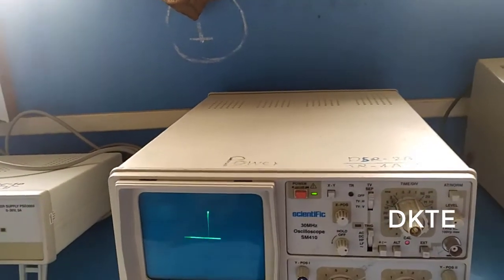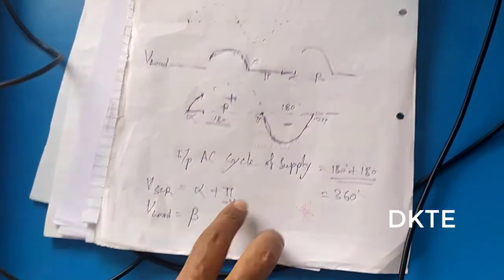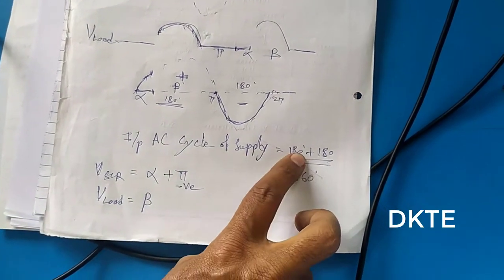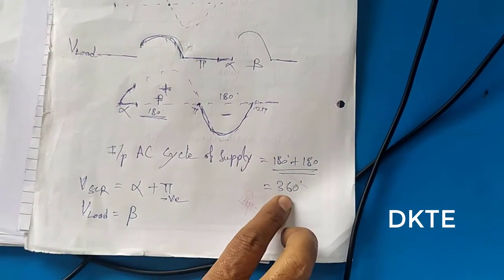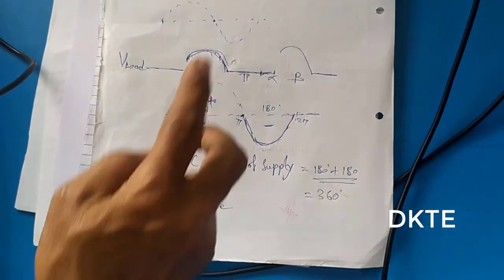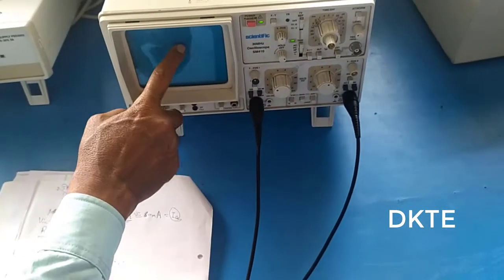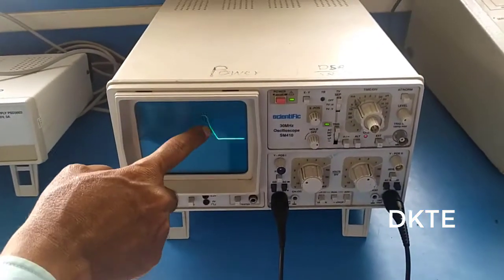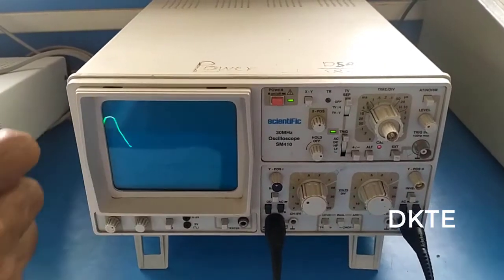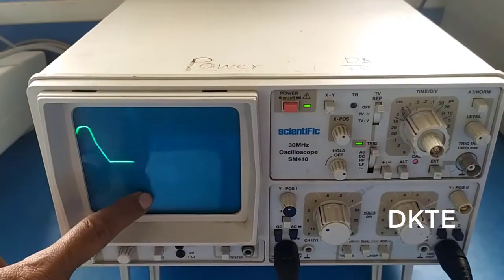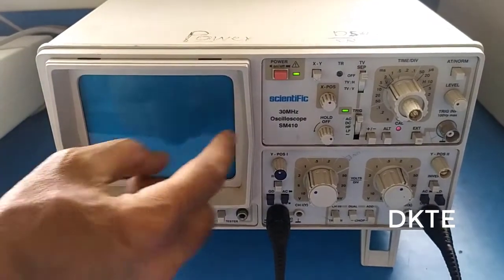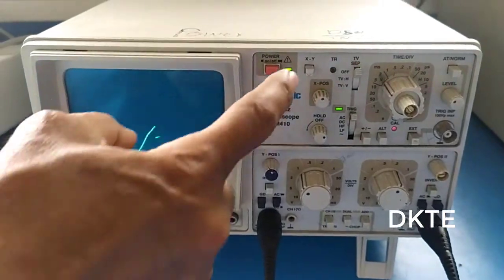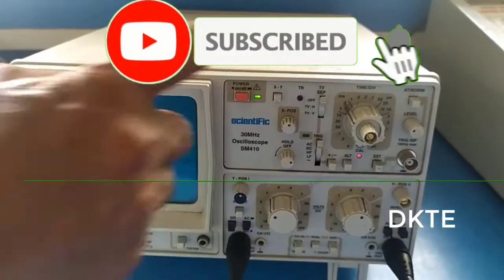This is the SCR voltage, alpha plus negative, beta and the load voltage, beta. That is the input cycle of the supply: 180 negative cycle, 180 positive cycle is equal to 360 degrees. And the load voltage, this is this. You can observe this one. This is the load voltage, and this is the SCR voltage. The load is acting with the load current. This is the load current, and this is the load voltage. That load current and voltage you can observe. These are the characteristics of this SCR.